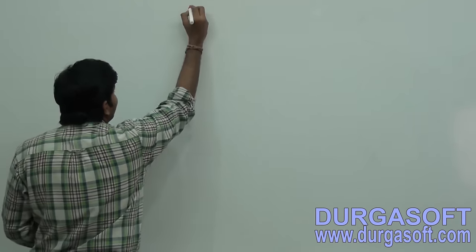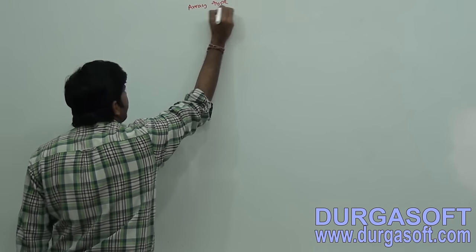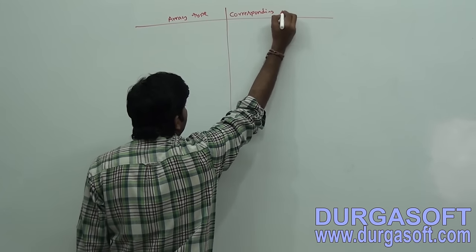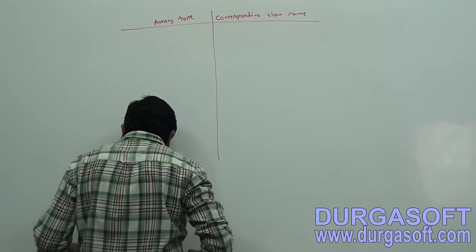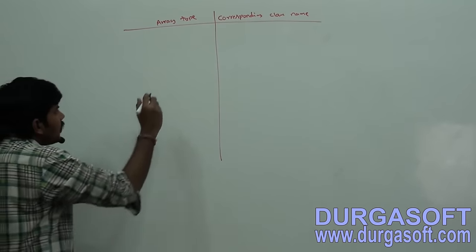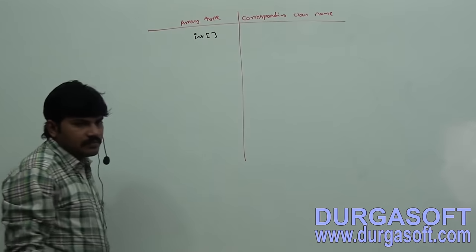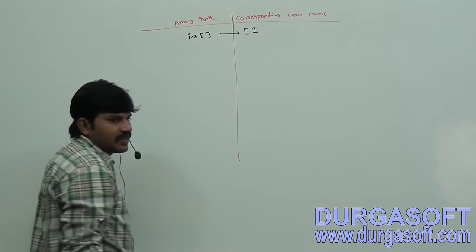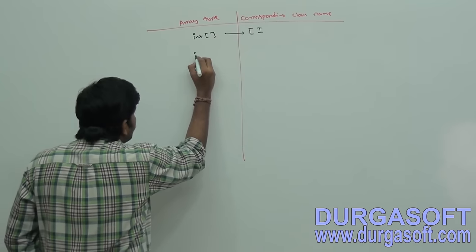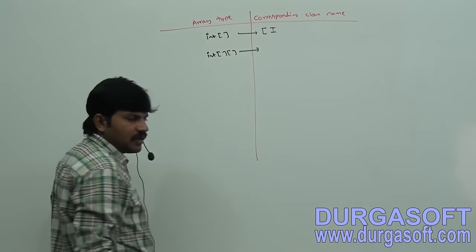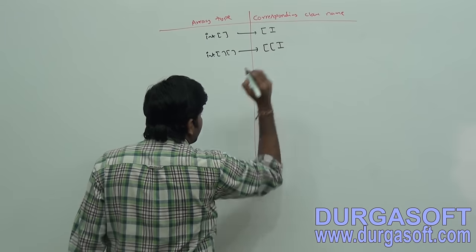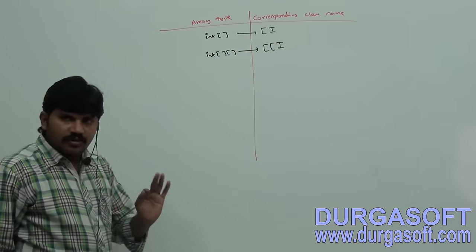Okay, now just observe. Let me take it in a small table form: array type and corresponding class name. Here I'm taking an int array. Can you tell what the corresponding class name is? Square bracket I. Now a two-dimensional int array: two-dimensional int array gives square bracket I.